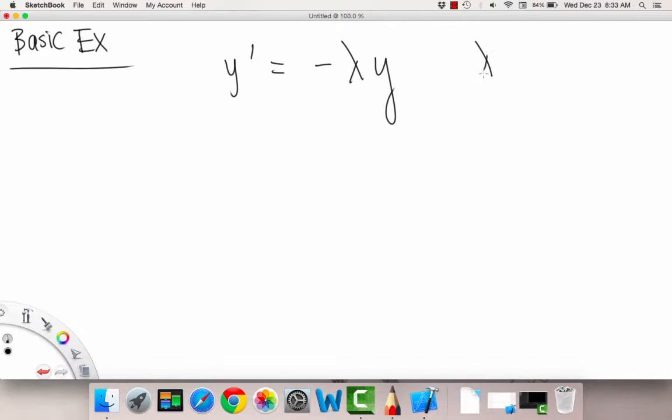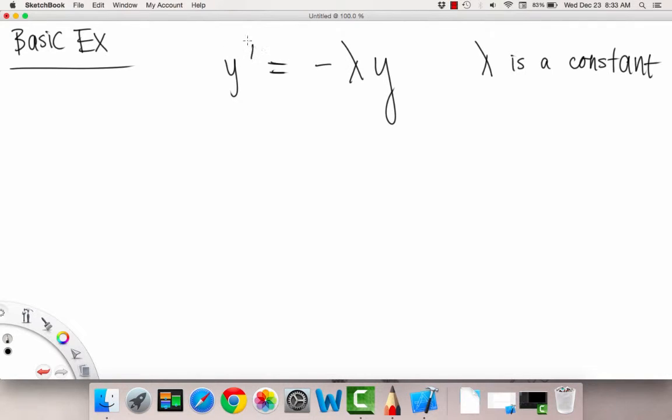Okay, so here's a basic example, and it's just called basic because we'll see it pop up in pretty much every section, or if not, maybe every other section or so. So we're going to start with something like this: y prime is equal to negative lambda, that's the letter there, times y. And lambda is a constant, kind of like a number.